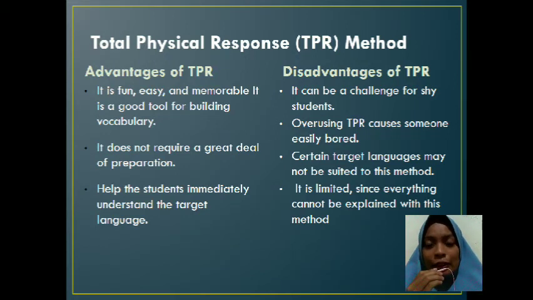Disadvantages of TPR. Students are not generally given the opportunity to express their own thoughts in a creative way. It can be challenging for shy students. It's not a very creative method. Overusing TPR causes students to become easily bored. Certain target languages may not be suited to this method. It's limited since everything cannot be explained with this method.